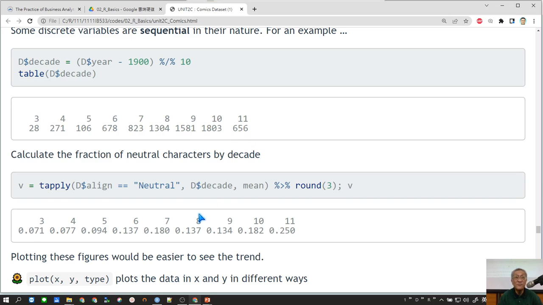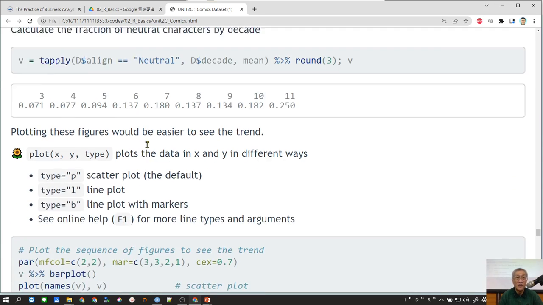Professor, what does the operator mean? It means when you do the divide, you only take the integer part. Yes. Just ignore everything after the decimal point. That's what it means. Because I want to turn it into decades, that's the way I do it.